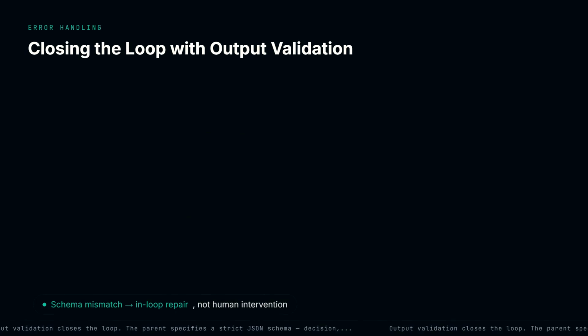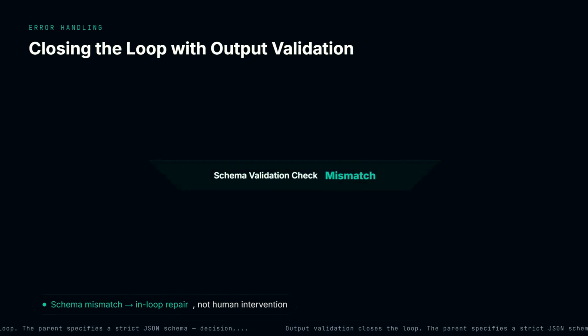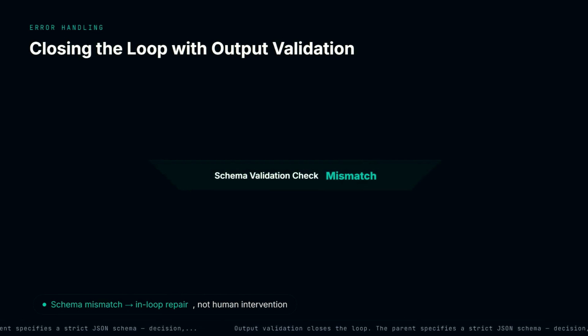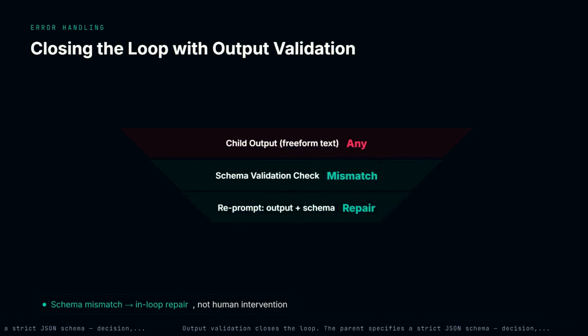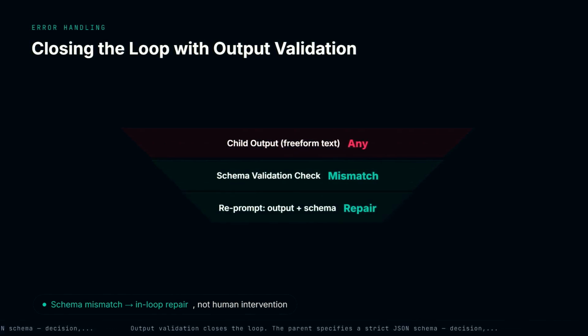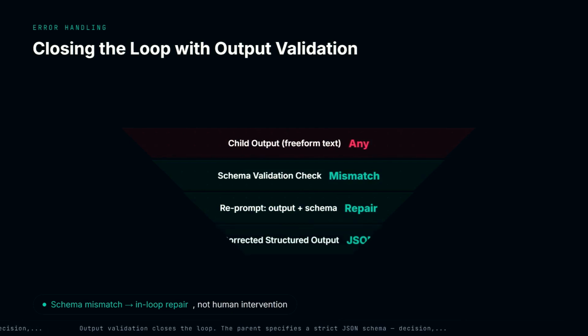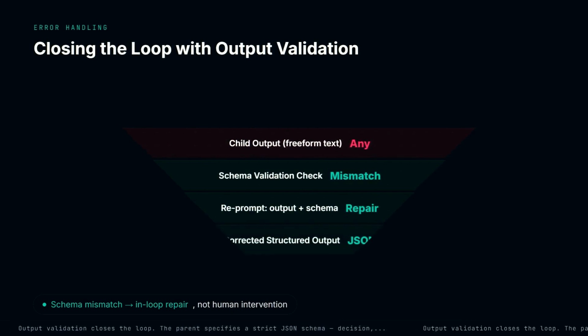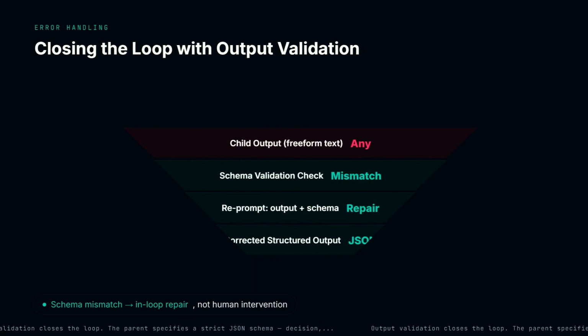Output validation closes the loop. The parent specifies a strict JSON schema, decision, confidence score, reason string. If the child returns freeform prose instead, the parent detects the mismatch, sends the child its own output alongside the schema, and asks it to reformat. That repair happens inside the loop, not in a human's inbox.